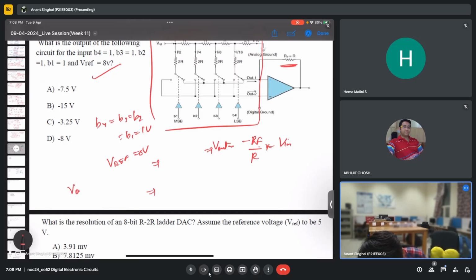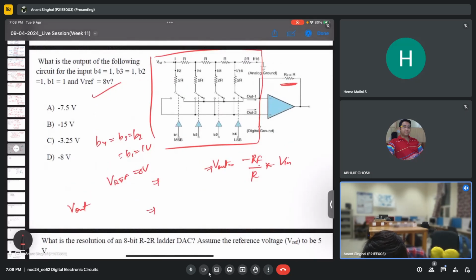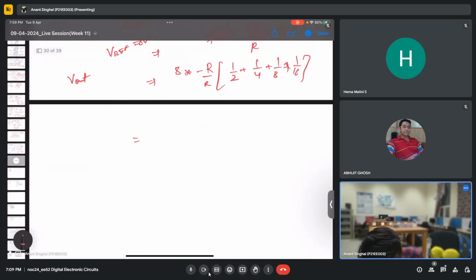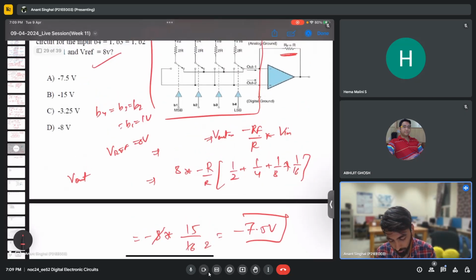So I'll just read the V out. So RF is given as, is it given? So RF is R only. So VREF is 8 times minus 1 minus R by R, and all of them are 1, so this will be again 1 by 2 plus 1 by 4 plus 1 by 8 plus 1 by 16, which is 8 minus 8 times 16 by 15, I guess. So it will be minus 7.5 volts. So option A is the correct answer. I hope it is clear.